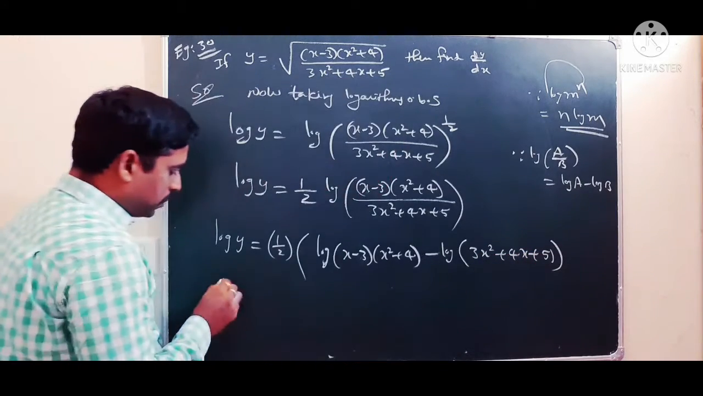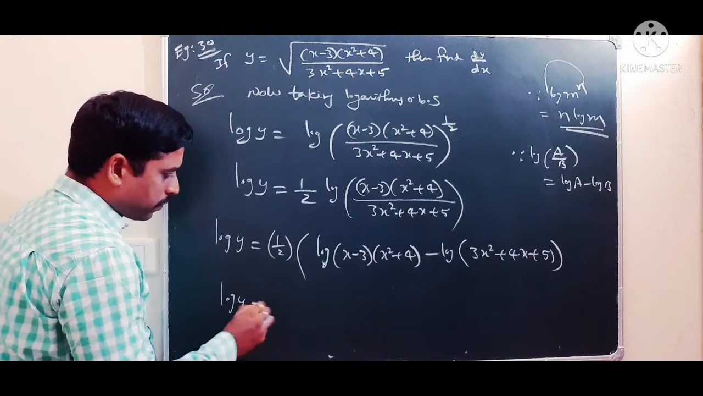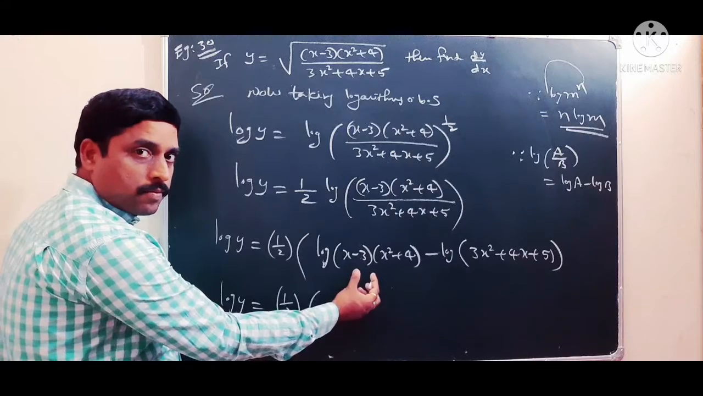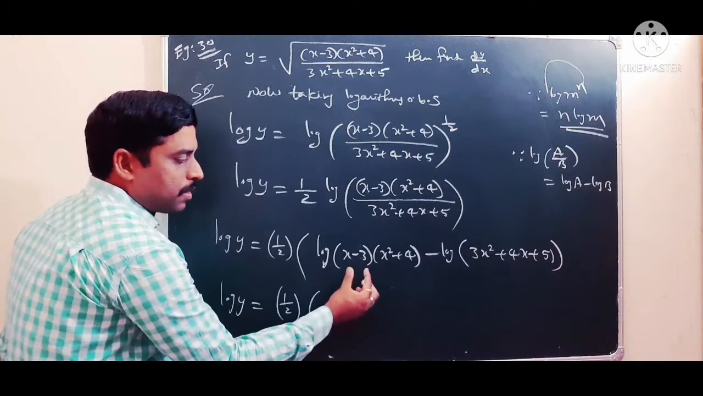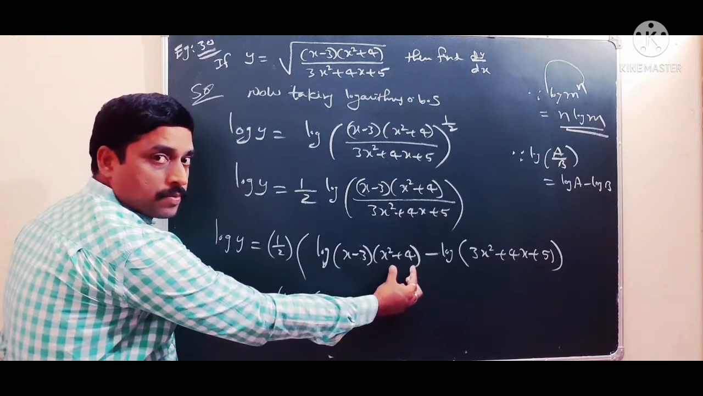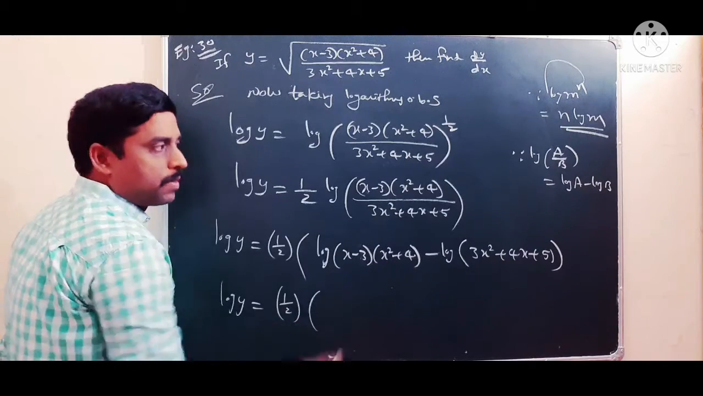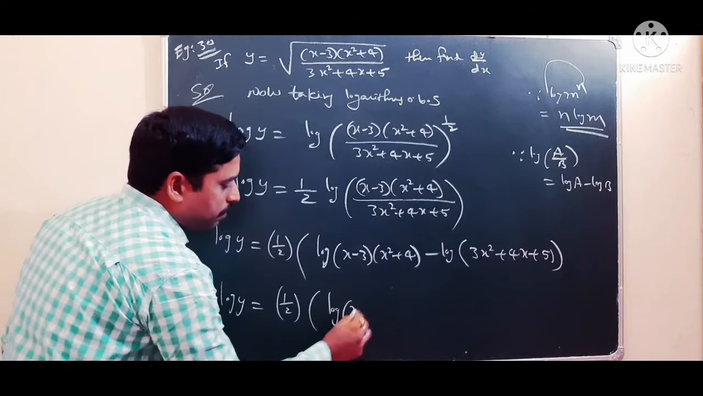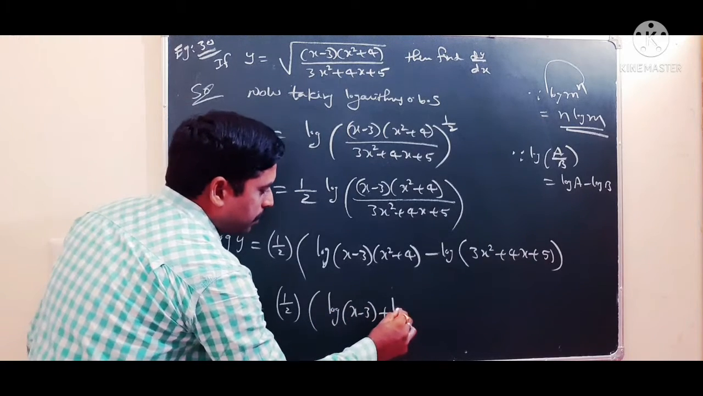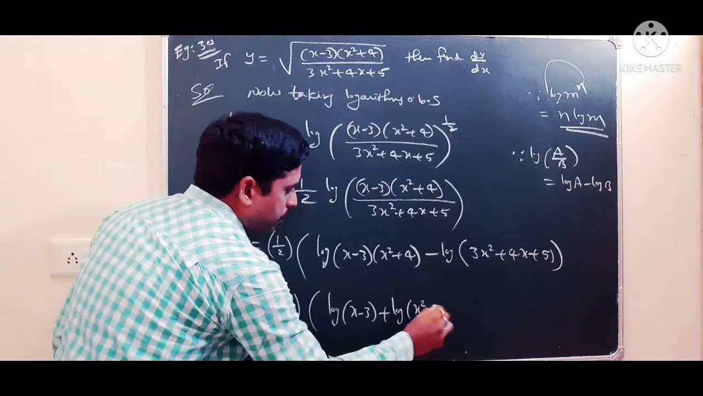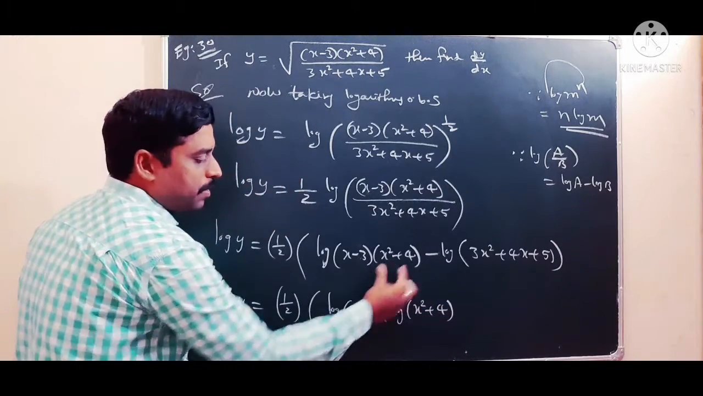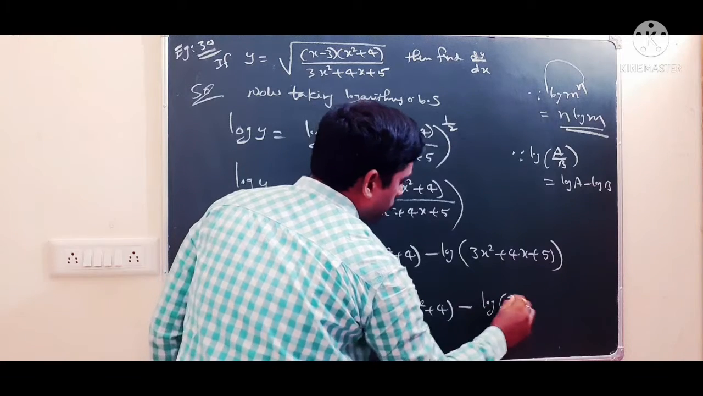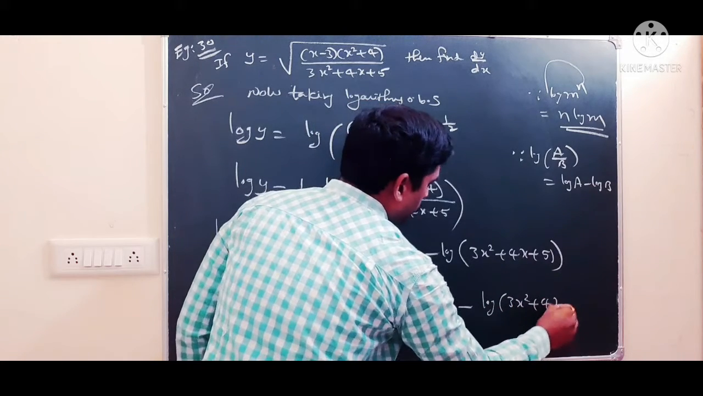Okay. So log y is equal to 1 by 2 times of, so in this we should apply the log AB formula, log of x minus 3 into x square plus 4. Log AB formula, we have log A plus log B. Log of x minus 3 plus log of x square plus 4. Okay, log AB, log A plus log B. Write the rest as it is.